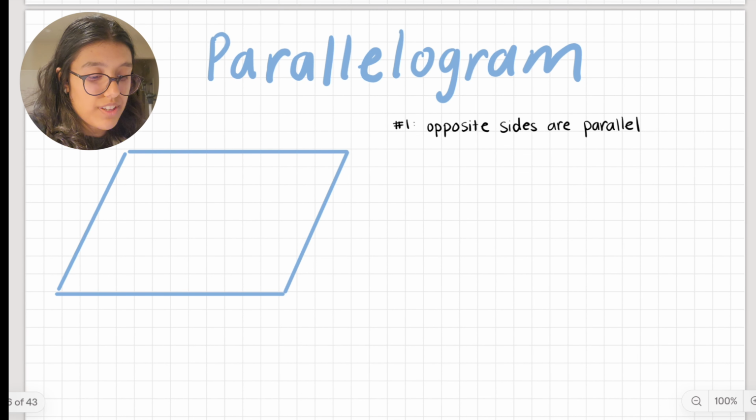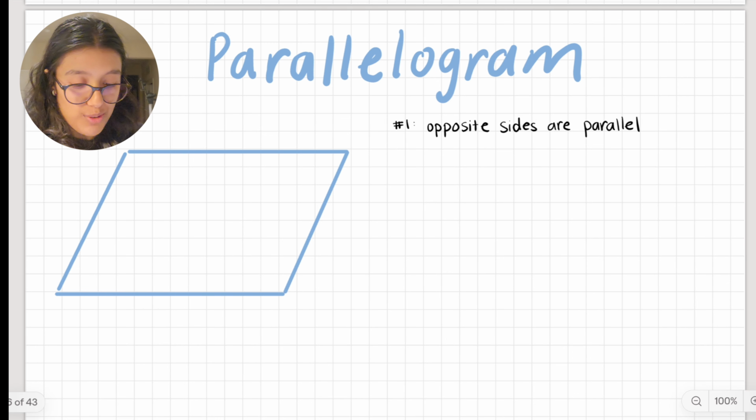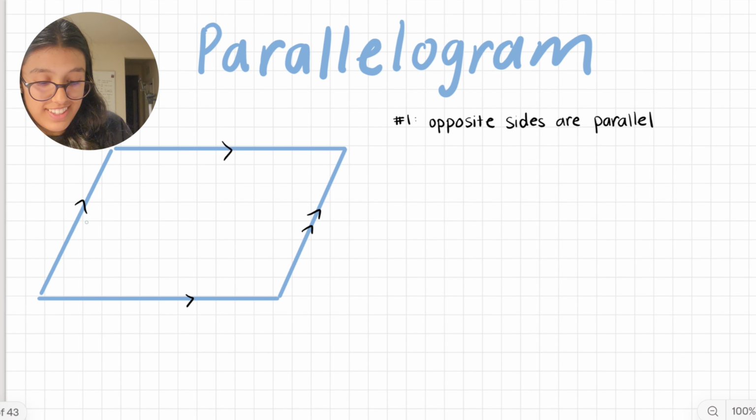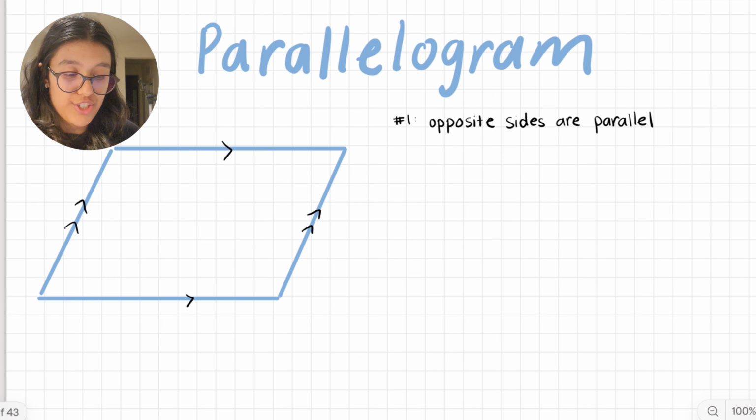Alright, to start off, let us start with parallelograms. So you see to the left, I have already drawn a parallelogram, and to the right, we have our first property, which is pretty obvious. Opposite sides are parallel, so that just means this side and this side are parallel to each other, and this side and this side are also parallel to each other.